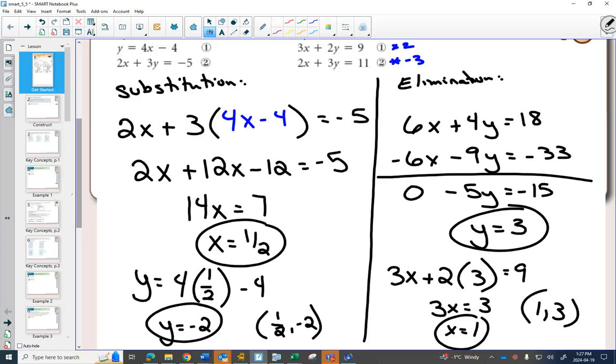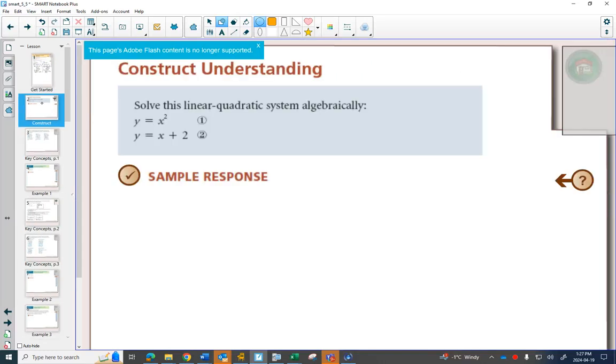So this is substitution and elimination with lines. You did that last year in grade 10. We are now going to solve questions with a line and a parabola or two parabolas. It's not anything new. The techniques are exactly the same. And you have a choice. So if we do this one at the bottom of the page, you have a choice if you want to use the substitution or elimination technique.